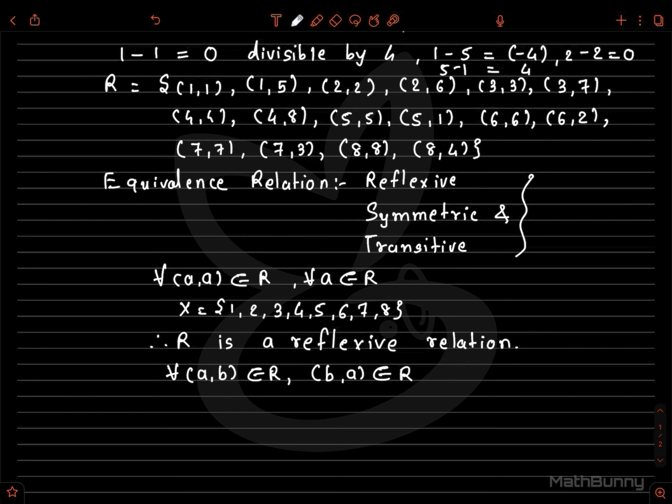If (a,b) belongs to R and (b,a) also belongs to R, then it is called a symmetric relation. Here you can see (1,5) belongs to R, (5,1) also belongs to R, (2,6) is there, (6,2) is also there. For (3,7), (7,3) is also present, and (4,8) belongs to R, (8,4) also belongs to R. So, for every (a,b) belonging to R, (b,a) is also there in the relation. That's why R is a symmetric relation.